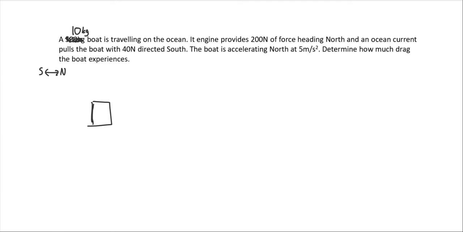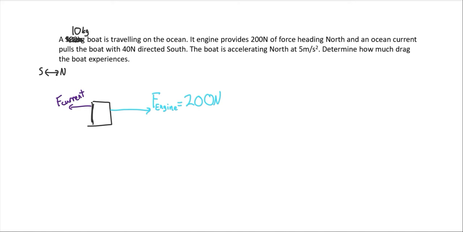Reading this, I know that my engine, F engine, is 200 newtons. Now, why did I call it engine instead of applied? Well, I called it force engine because I noticed that there are 3 different applied forces, and so I'm going to choose their names rather than calling them all FA, because if I did that, it'd be incredibly confusing. Now, the current is pulling to the south. F current.